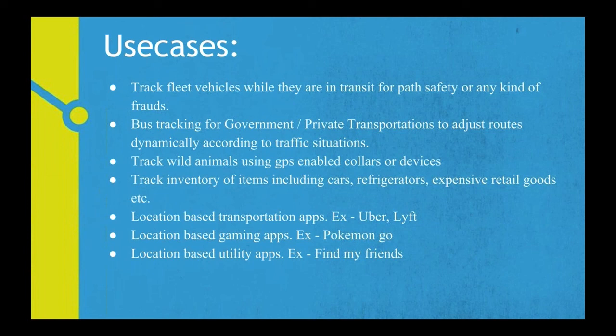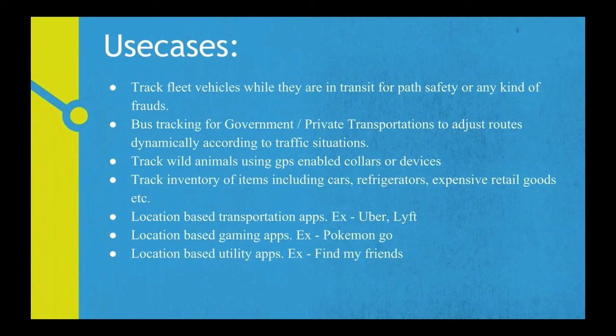You can put a device or a collar on wild animals or endangered species to track them and take the necessary steps needed for them. And if there is a car showroom, and there is an inventory of vehicles there, then the manager might decide to track each and every vehicle just to make sure that it is present, or it has not gone beyond a certain zone at a given point of time. So that's one use case, like track inventory of items including cars, refrigerators, expensive retail goods, etc.